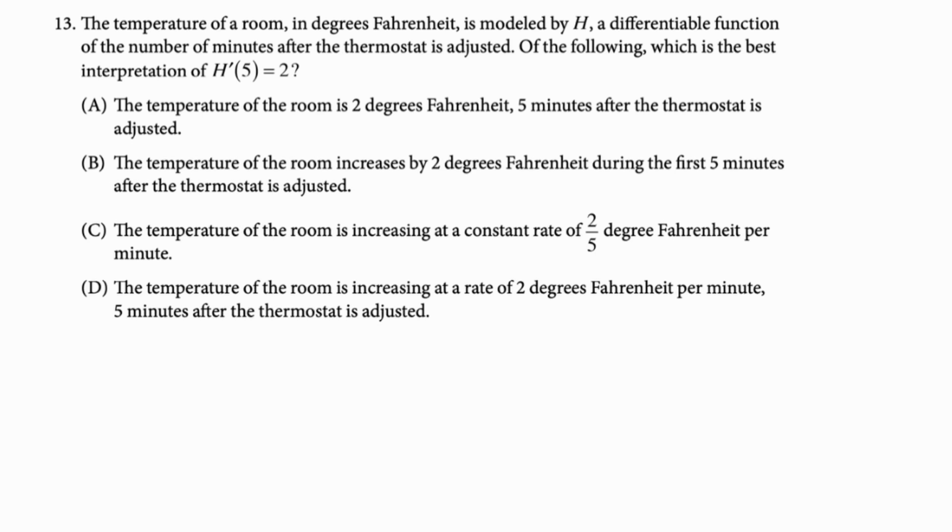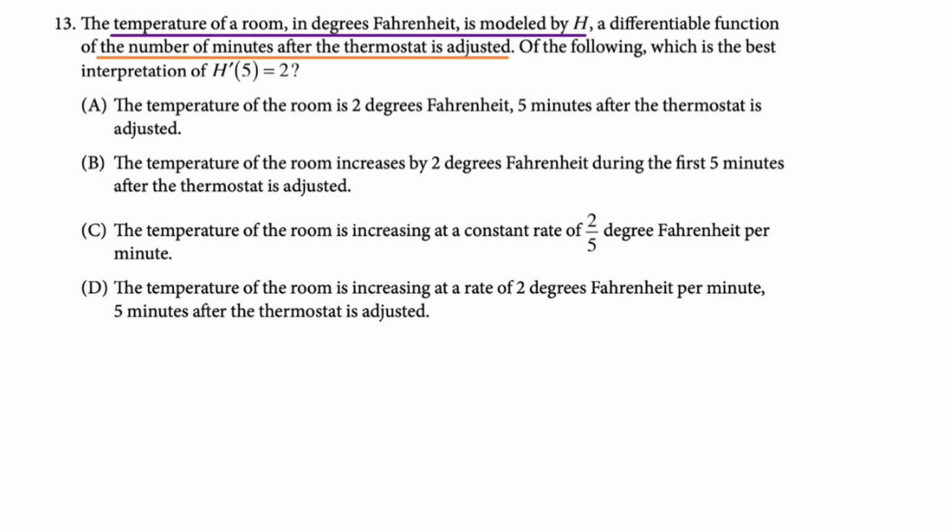All right, so let's reread the problem and find what we need to know. First, we're talking about H prime, so we need to know what H is telling us, because H prime is the rate of change of that. So looking at it, H is definitely the temperature of a room in degrees Fahrenheit. Now we need to figure out what the 5 is telling us. H is a differentiable function of the number of minutes after the thermostat is adjusted. So 5 is the number of minutes. So it's 5 minutes since you adjusted the thermostat, and that's the rate of change of H at that time. So 5 minutes after you adjusted the thermostat, the temperature is increasing by 2 degrees Fahrenheit per minute. That's going to be the answer.